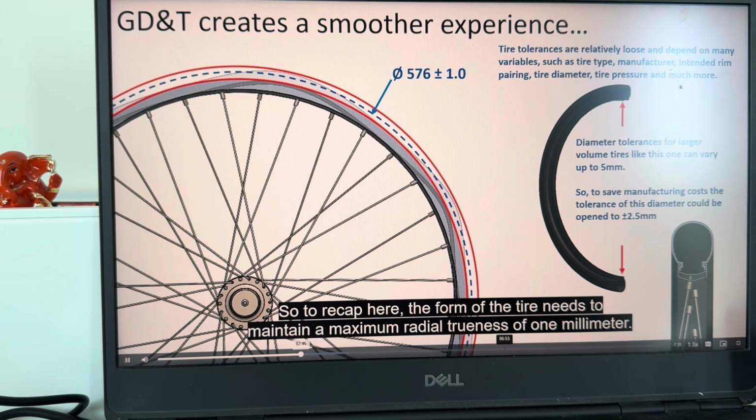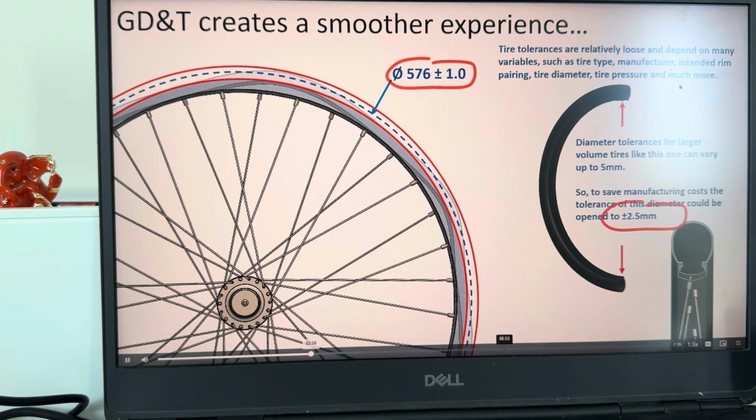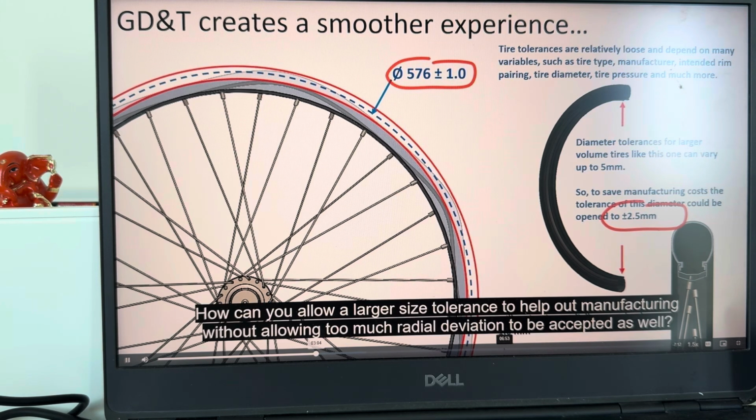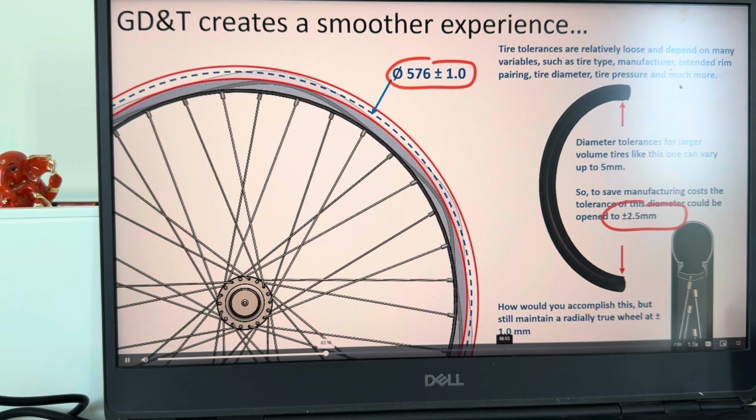So to recap here, the form of the rim needs to maintain a maximum radial trueness of 1 millimeter. But the size, as we can see, can vary up and down to a plus minus 2.5 millimeters in order to pair with the tire tread. We need the form, in other words, to remain tight. However, the size can be much looser. How can you allow a larger size tolerance to help out manufacturing without allowing too much radial deviation to be accepted as well? As you might imagine with dimensions and plus minus tolerances, this is an impossible task.